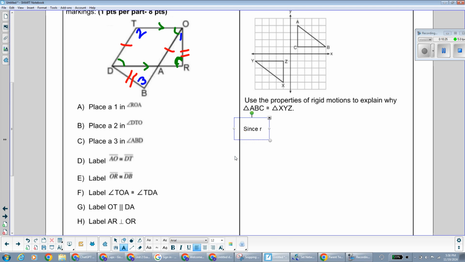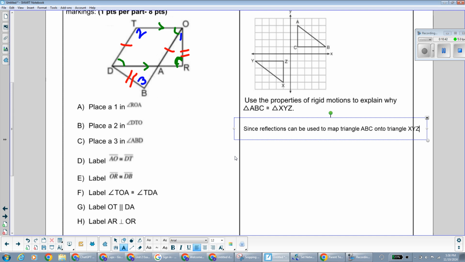So I'm going to write here, since reflections can be used to map triangle ABC onto triangle XYZ, the triangles are congruent because rigid motions or rigid transformations preserve side lengths. They keep side lengths the same. Before and after reflection, side lengths are the same.